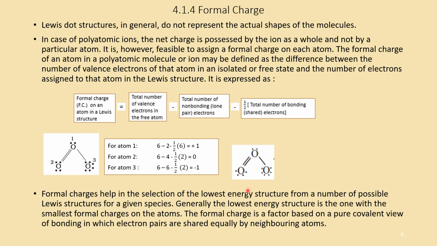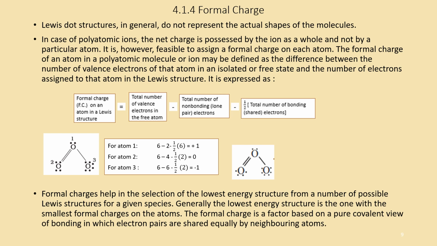Thus, formal charges help us in the selection of the lowest energy structure from a number of possible Lewis structures for a given species. Generally, the lowest energy structure is the one with the smallest formal charges on the atoms. The formal charge is a factor based on a pure covalent view of bonding in which electron pairs are shared equally by neighboring atoms.